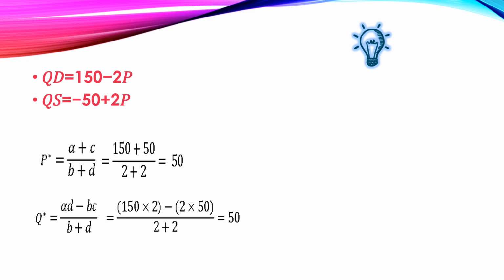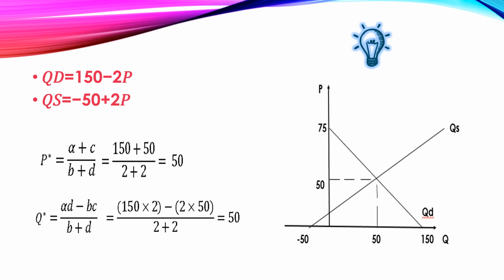So we will graph this data. The equilibrium price is 50 and equilibrium quantity is 50. 75 on the price line refers to the price if the quantity demanded equals 0. And 150 is the quantity demanded if the price equals 0. This is the intercept 150. The quantity supply line starts from negative 50, which is the intercept of the supply function.